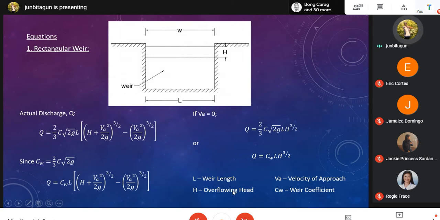Or weir constant, no? Pero, should I say that as constant? Hindi siya constant eh. Kasi square root of 2g. Hindi siya constant actually. So, dapat weir coefficient lang. Mali pala na sinabi kong constant siya. May unit yan. And then L is the weir length, H is the overflowing head. So guys, yung H dyan, hindi yung depth ng fluid. Yan ay yung layo ng water surface sa taas ng weir. Yun yung H natin.